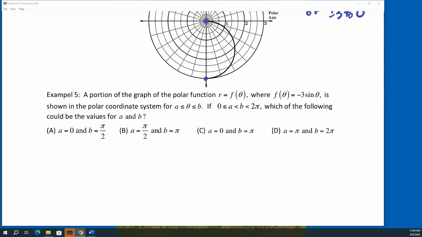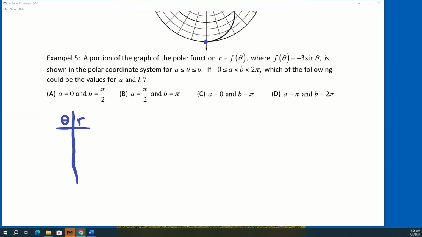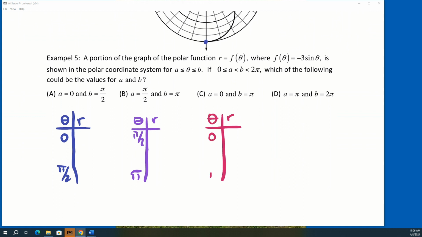What I would do is just do some little tables of values for each of these. We're trying to decide if it's the portion that goes from 0 to pi over 2, so leave a little space for another point there. On this one, we're trying to decide if the angle goes from pi over 2 to pi. And then we're trying to decide if this is 0 to pi or from pi to 2 pi.